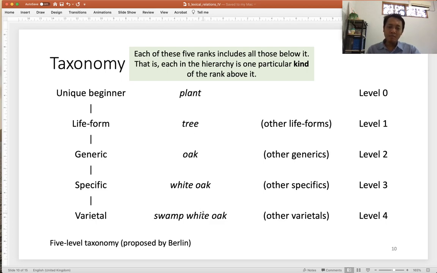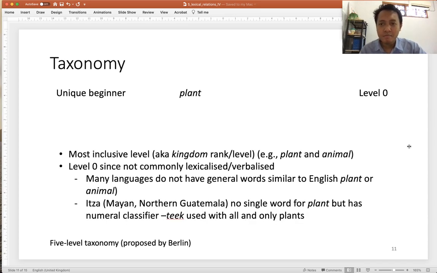So this is a particular kind of that, and so on and so forth. Okay, now we will look into further details of each level. What does it mean?